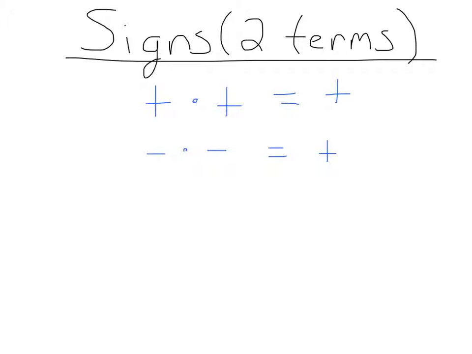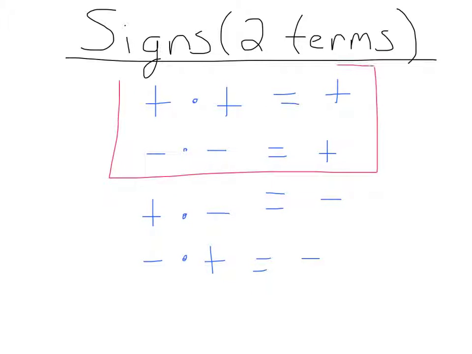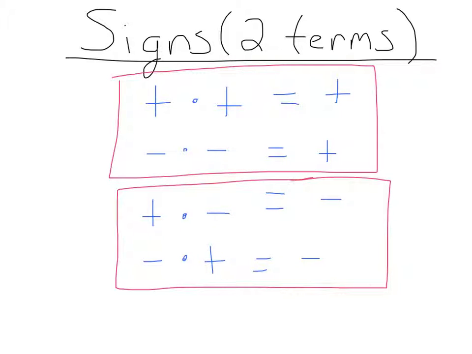We can also multiply together items that have different signs. Our two options here are going to be a positive times a negative or a negative times a positive. In both of these cases, our answer is going to be negative. So whenever we multiply together two items that have the same sign, whether they're both positive or both negative, our answer is going to be positive. If we multiply together two terms that have different signs, our answer is going to be negative.